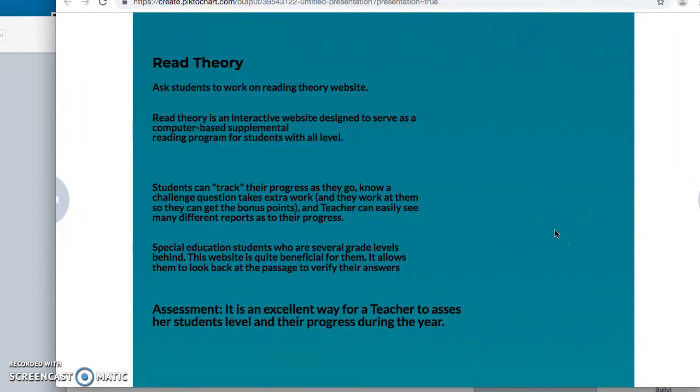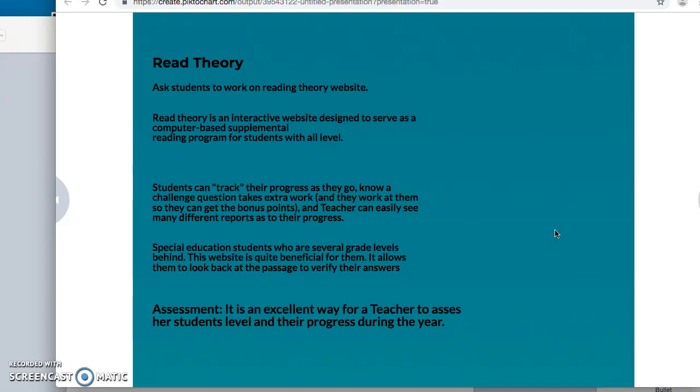Another activity will be Read Theory. Ask students to work on the Read Theory website. Read Theory is an interactive website designed to serve as a computer-based supplemental reading program for students of all levels.